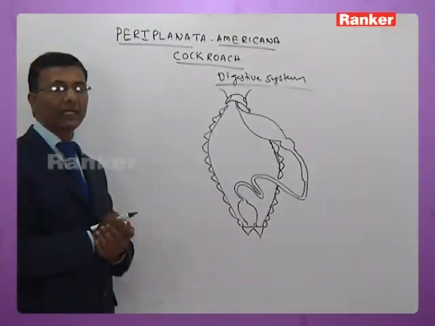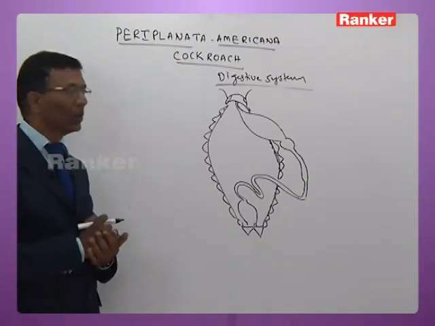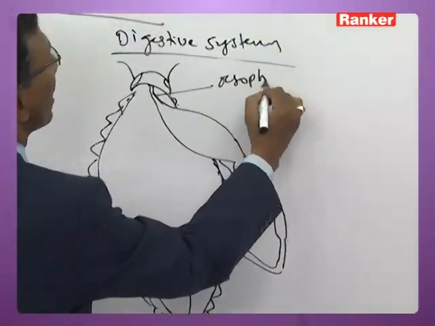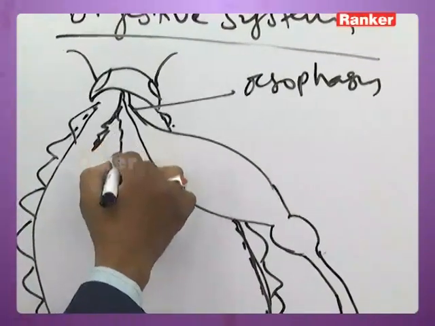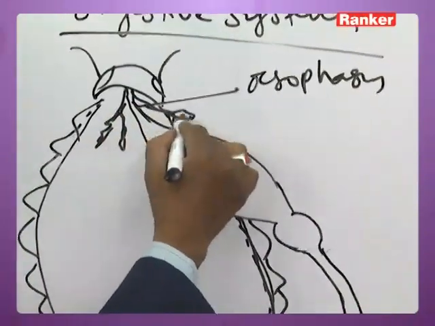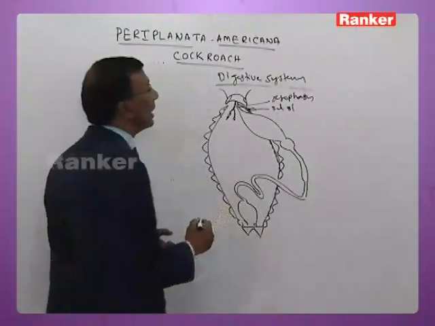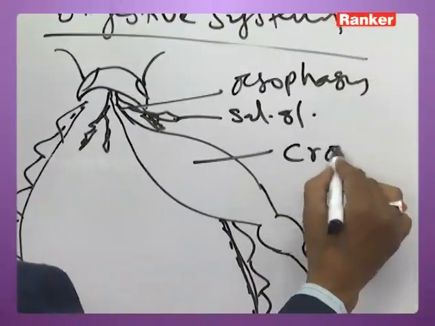So this is a rough sketch of the digestive system of cockroach, where you can find a narrow esophagus, which is a continuation of pharynx. On either side of esophagus there are salivary glands. Esophagus, on entering thorax, dilates to form crop.